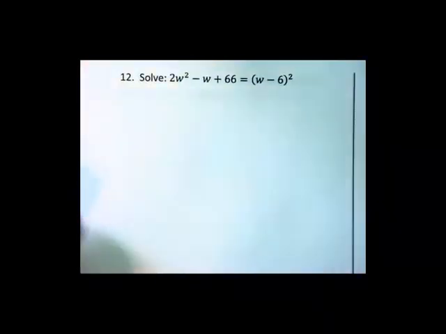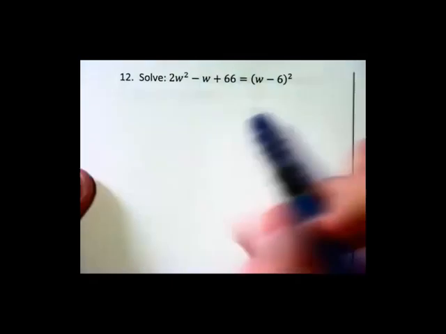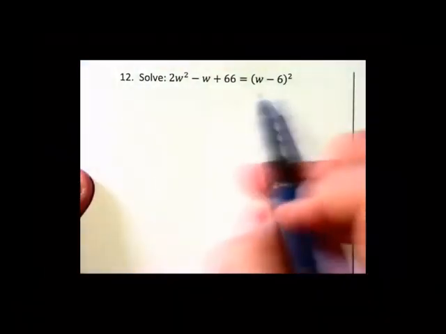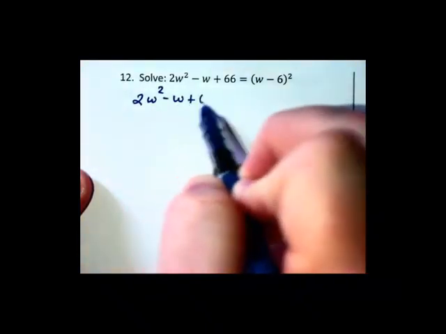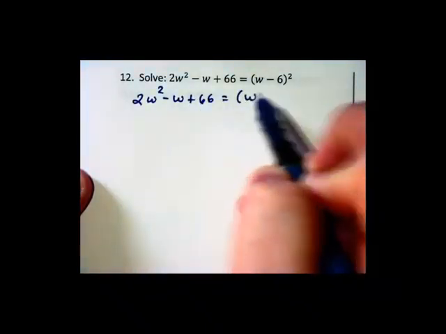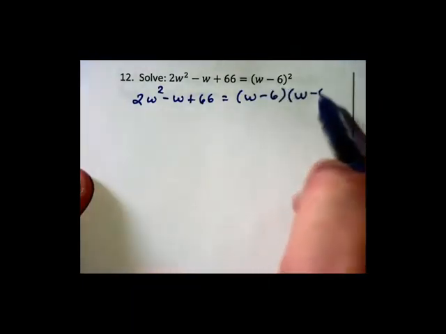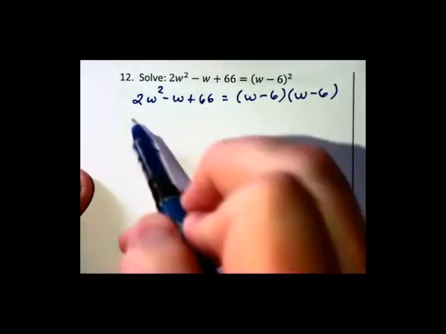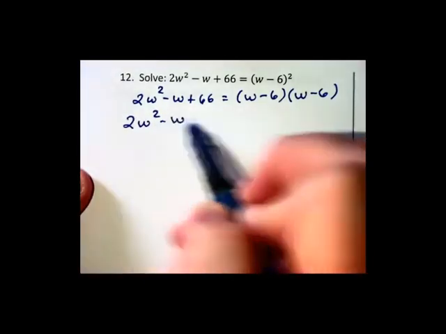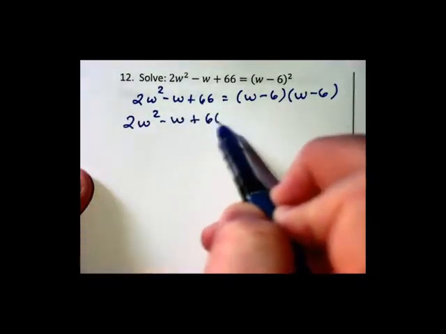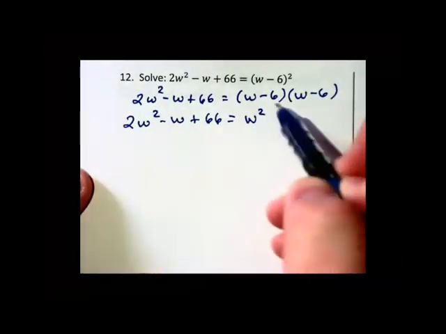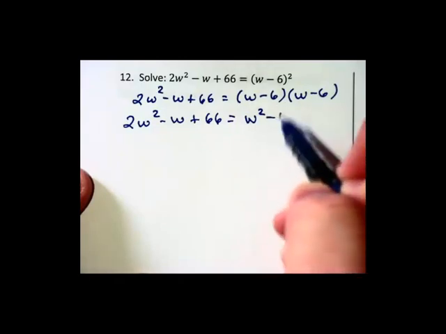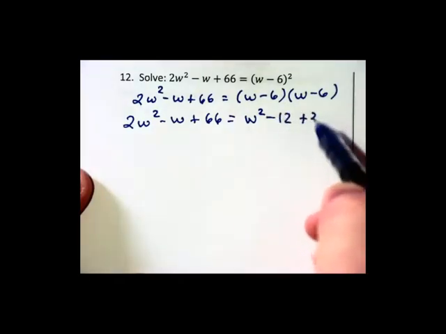Okay, moving on. This becomes a little bit messier. We don't have it set equal to 0. We actually have to do that FOIL problem on the right. We've got 2w squared minus w plus 66 on the left. I'm going to write the right side as a FOIL problem. If you want to skip this line, you can. I'm going to keep the left side as it is still with that 66 there, and I'm going to distribute here and get w squared minus 6 and minus 6 make minus 12, and 6 times 6 is now 36.